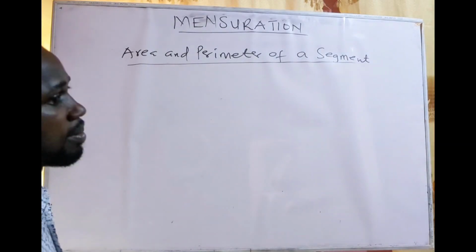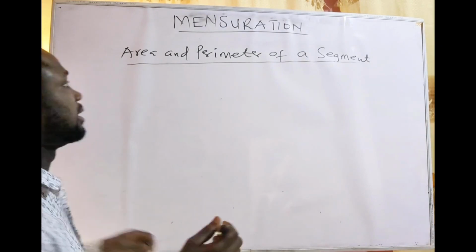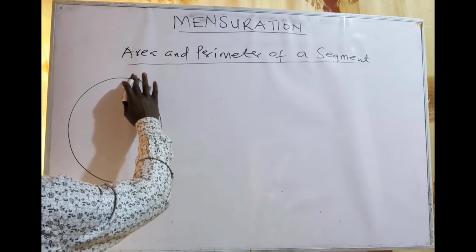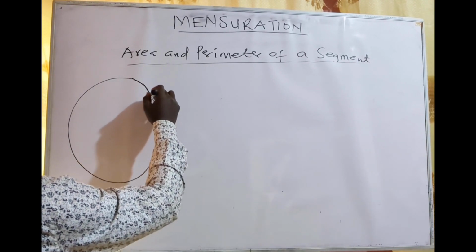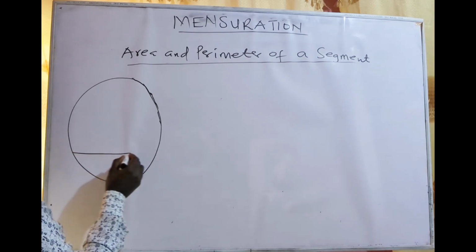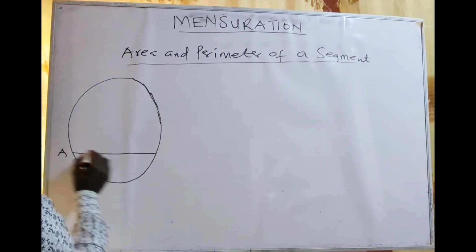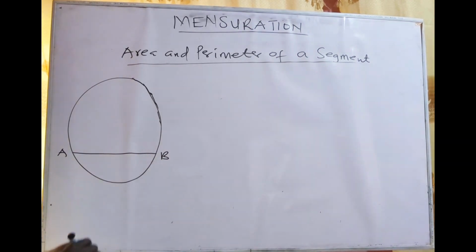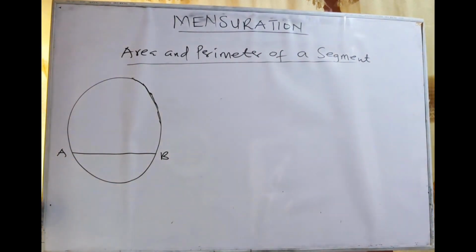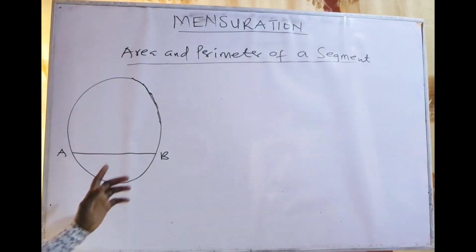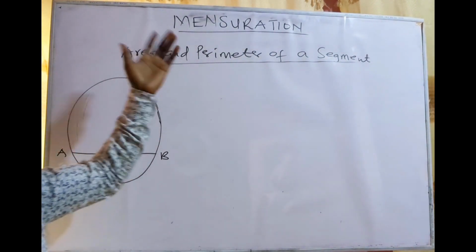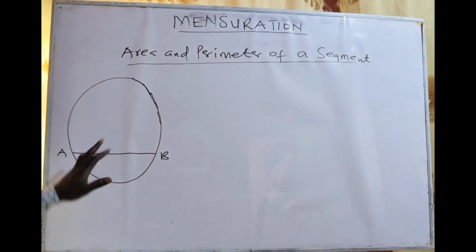A segment comprises of a chord and then an arc. So when you draw your circle like this, okay, and then this is my chord. Let's say I have my chord AB. You see that a chord divides the circle into two, but not two equal halves. If it's a diameter, that is where it divides into two, then we have a semicircle. All right, so this is a chord.